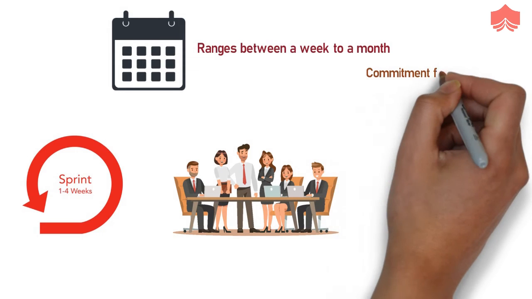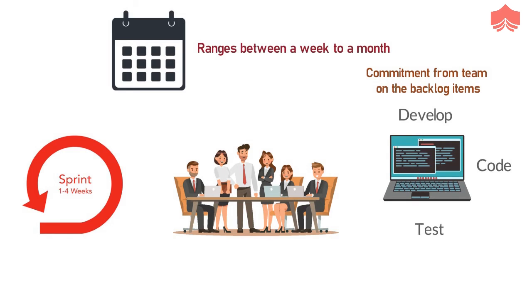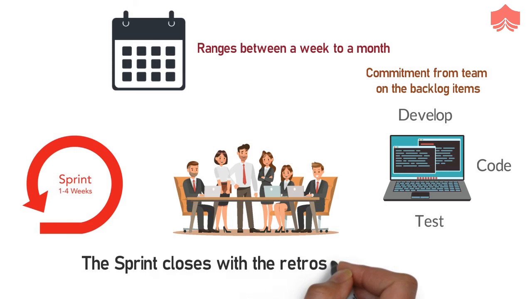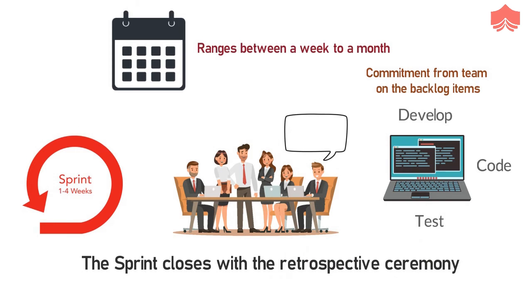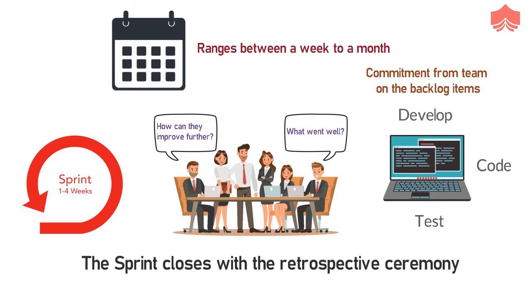The sprint starts with a commitment from a team on the backlog items. They develop, code, test, etc., and provide a demonstration at the end of the sprint. The sprint closes with a retrospective ceremony where the team reflects on what went well and how they can improve further.